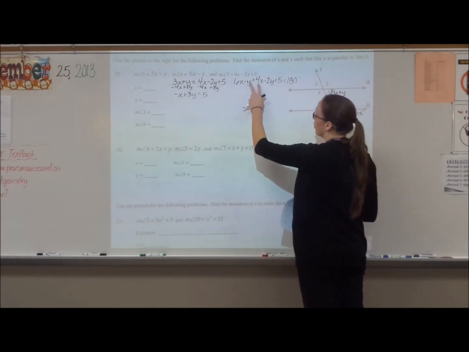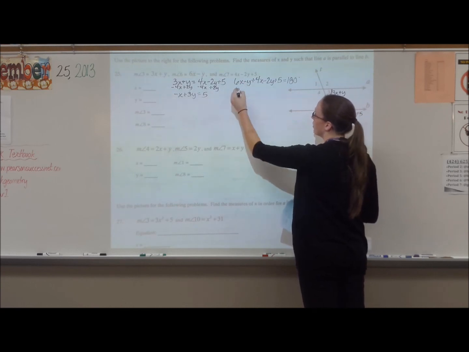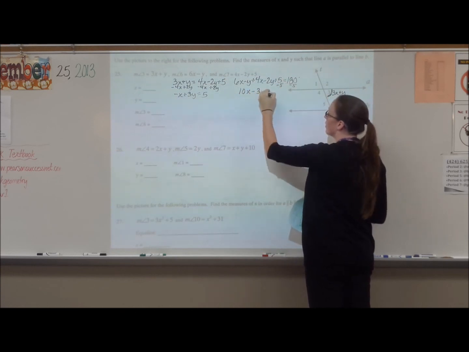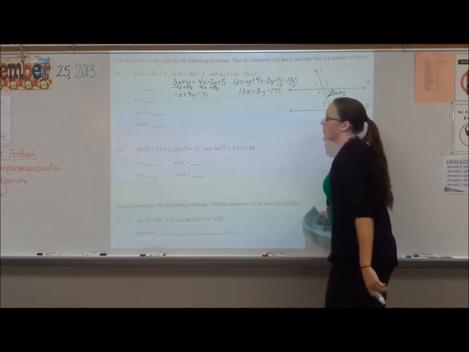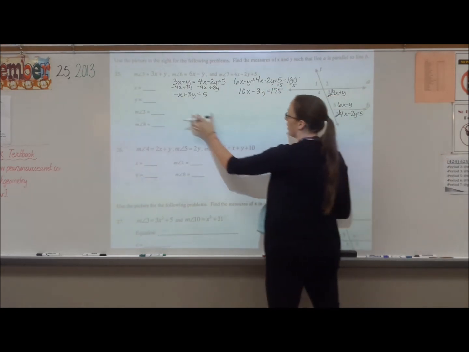Over here, multiple x terms on the same side, multiple y terms on the same side. Do some simplifying. 10x minus 3y, move the 5 to the right, equals 175. All right, now this one's not looking so bad. Let's go ahead and write them vertically.